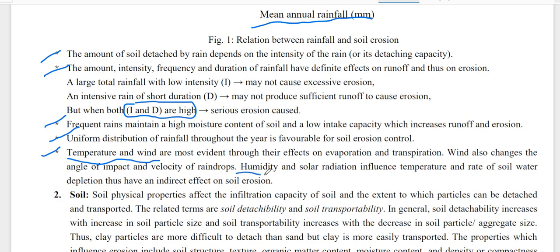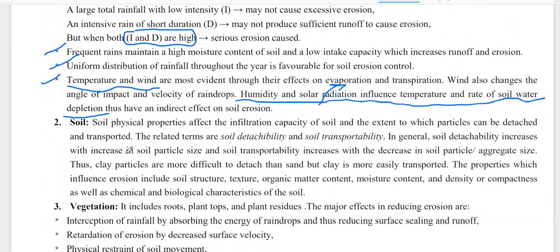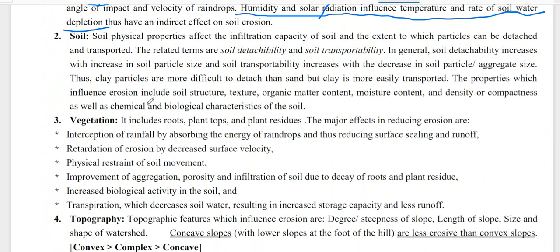Solar radiation and humidity influence the temperature and the rate of soil water depletion, thus having an indirect effect on soil erosion. It means if there is high humidity, then low soil erosion will be there, and with high solar radiation there will be low soil erosion because more evaporation will occur, then runoff will decrease. So this was all about the climatic factors of water erosion.